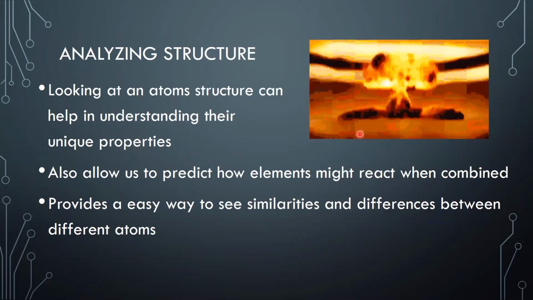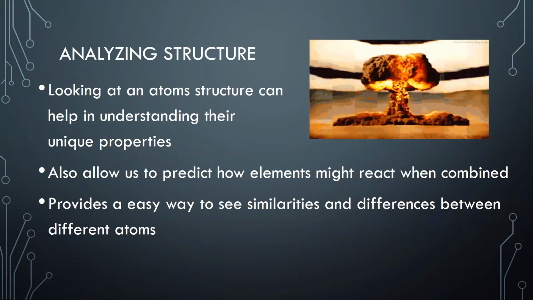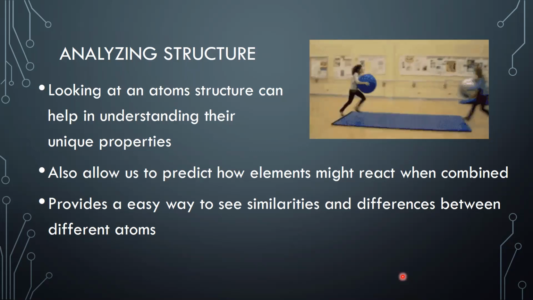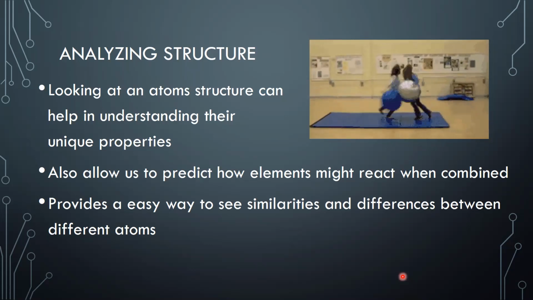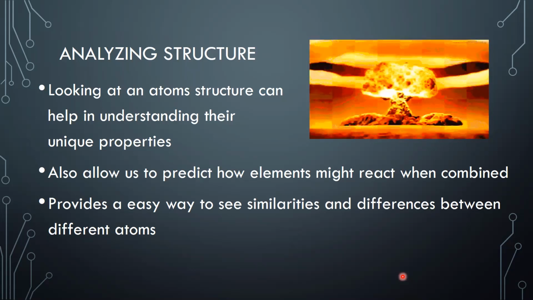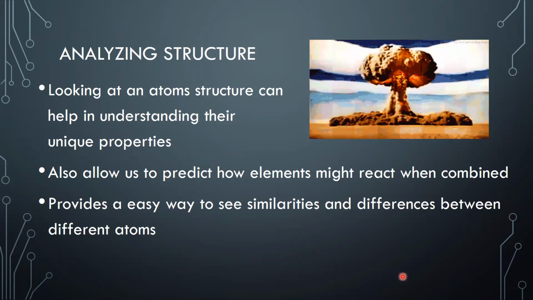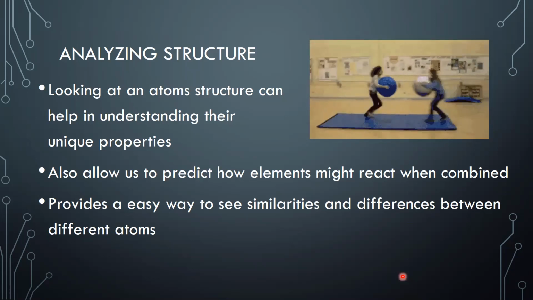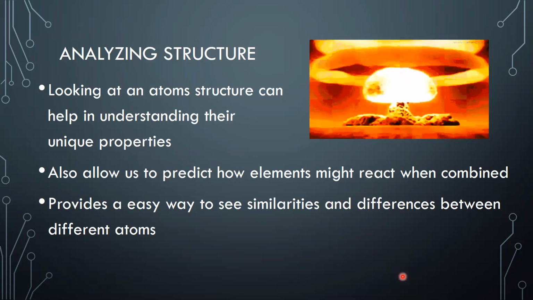So why would I want to analyze an atom's atomic structure? Well, I would want to analyze an atom's atomic structure because that can help me understand its unique properties. How is it going to interact with other elements? Is it going to interact with other elements? What other elements is it most likely to react with? Okay, so we can make predictions about how things are going to combine and what might happen before someone actually goes out and does it, right? So it's an easy way, and again, it's an easy way to see similarities and differences between the different atoms.